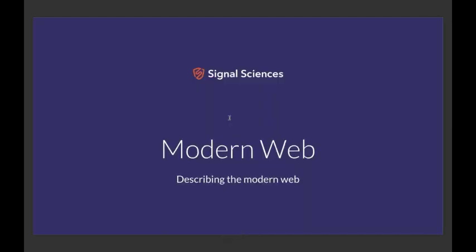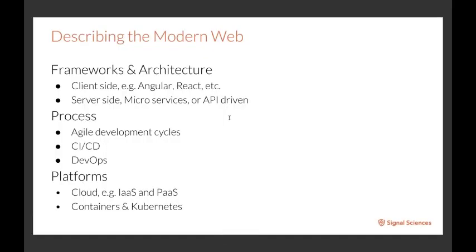All right, so describing the modern web. I break it down into three pillars, for lack of a better term, or three categories. The first is frameworks and architecture. We're seeing a lot of client-side, JavaScript-heavy applications, single-page web applications, and that's a big part of it. On the server side, we're moving to microservices, and the majority of it is API driven. Even more recently, we're seeing a move towards mesh networks and things like that. So that's the first piece of the modern web.